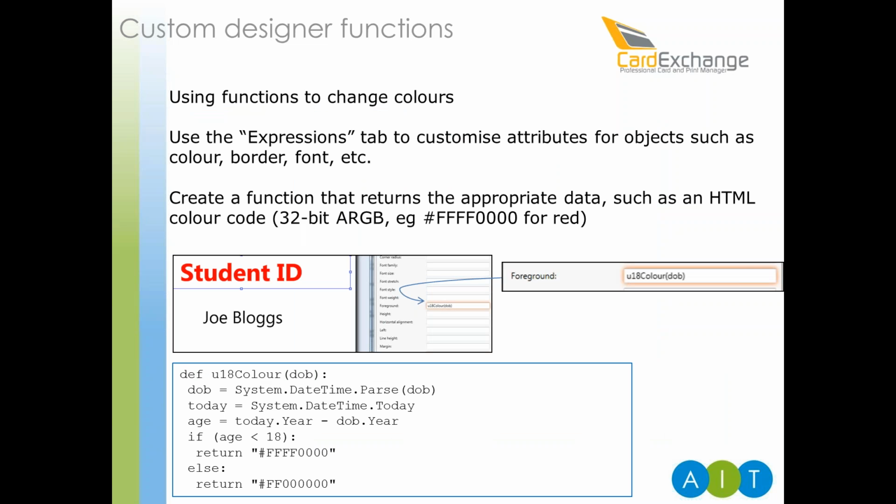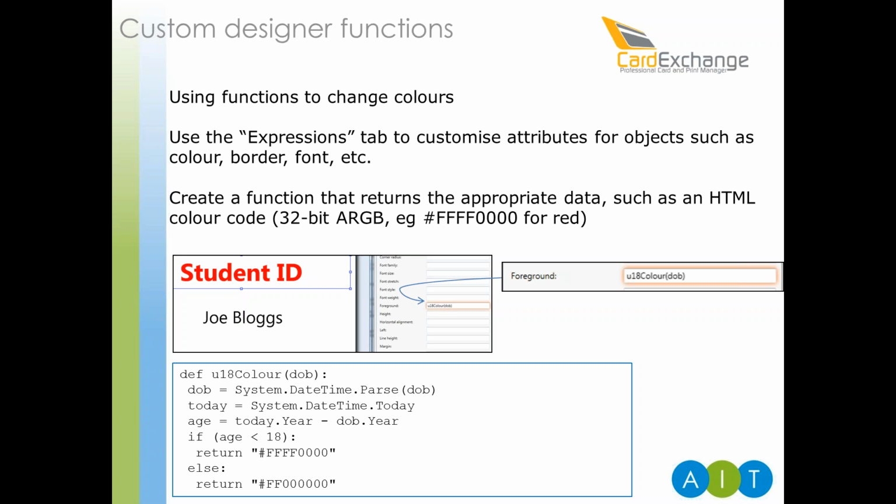The last thing I'm going to look at is the way that we can use functions to alter the appearance of a card rather than the content. So the example that I showed you earlier with the under 18 flag on the student ID, what I've done is I've modified the bit of code that works out if a user is under 18. And instead of returning that text to print on the card, it's going to return a color code.